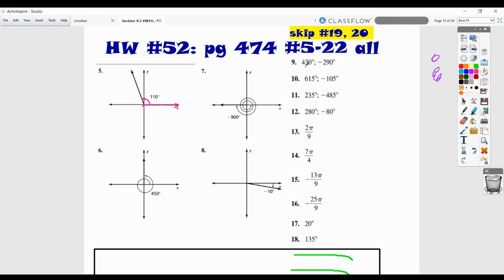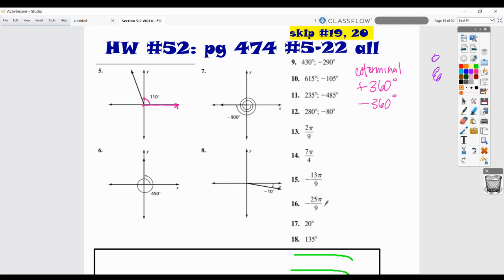For 9 through 12, you were given an angle measurement, and you're asked to give that angle measurement in another positive coterminal and a negative coterminal. So remember, when you're finding coterminal, that just means it lands at the same spot on your graph, okay? So the way that we do that is take the angle measurement given and add 360 degrees to get to a positive, or you could subtract 360 degrees to get to a negative. So positives and negatives there.